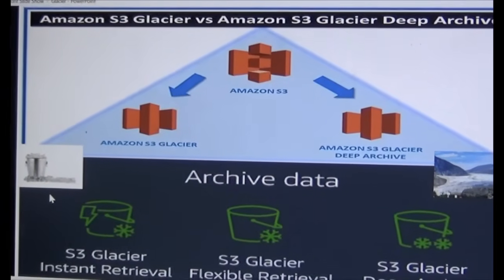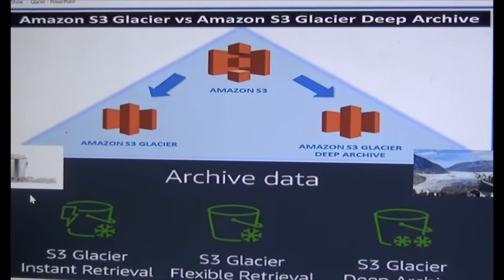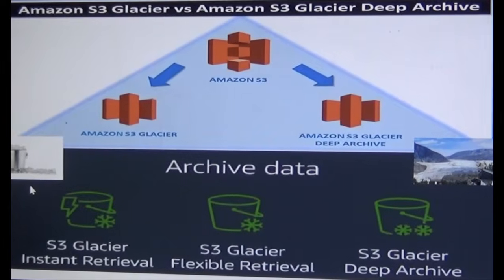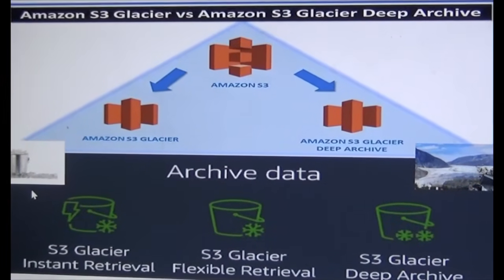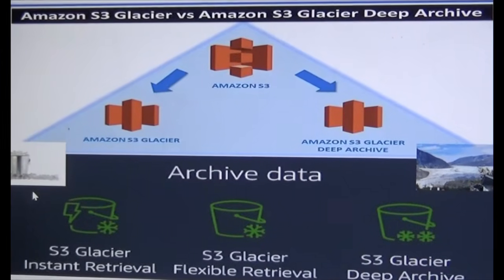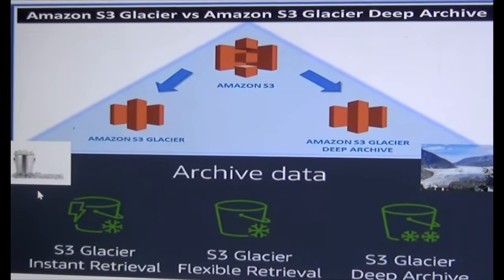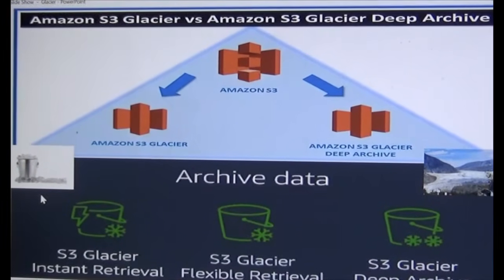For Glacier Deep Archive, you have the lowest cost object storage class, but like thawing out a deep freeze, your retrieval time can take from 12 to 48 hours. All of these are low-cost storage options that allow you to optimize your storage costs. Best for rarely accessed data, the Glaciers are secure and highly durable options for long-term digital preservation.